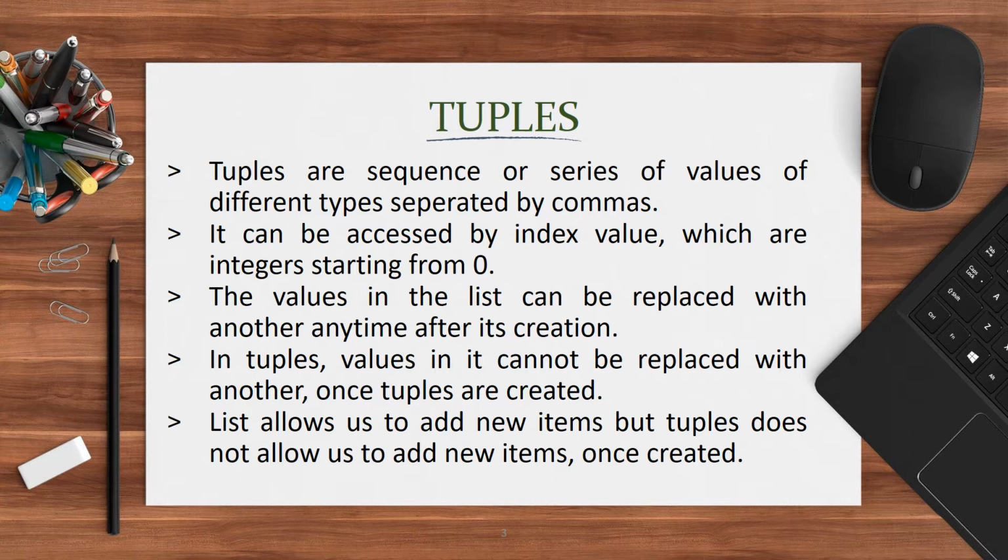Like lists, the values in tuples can be accessed by their index value, which is an integer starting from 0. The values in a list can be replaced with another at any time after its creation. But in tuples, the values cannot be replaced once the tuple is created. Also, a list allows us to add new items, but a tuple does not allow us to add a new item once it is created. So, these are the two differences between lists and tuples.